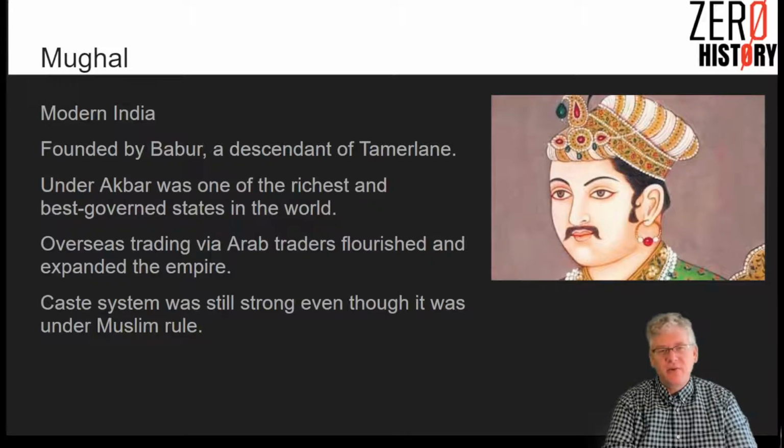A couple down the way, his grandson is a guy named Akbar, who is one of the richest, and he runs one of the best governed states in the world. It's really well organized. Overseas trading by Arab traders flourished and will cause the empire to be even bigger. And also, of course, the caste system was still strong, even though it was under Muslim rule. So it's kind of weird how that all works out. But basically, they are going to expand this empire, make it larger than it was before, and make it particularly powerful here in India over time.